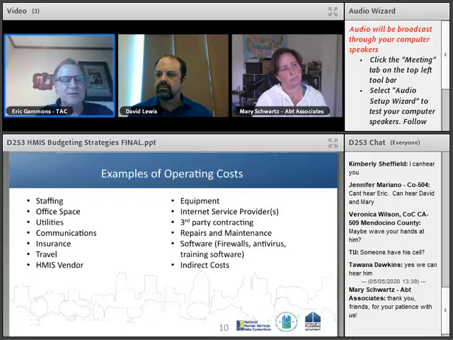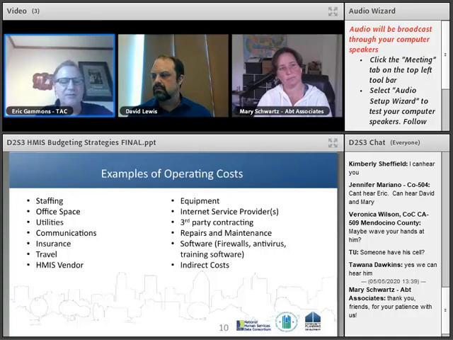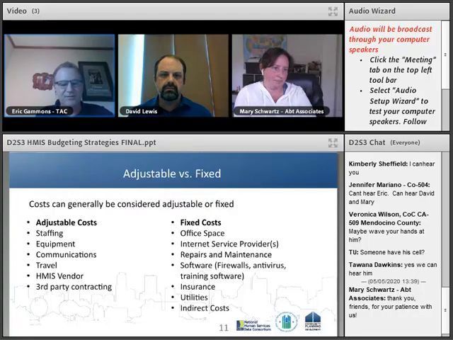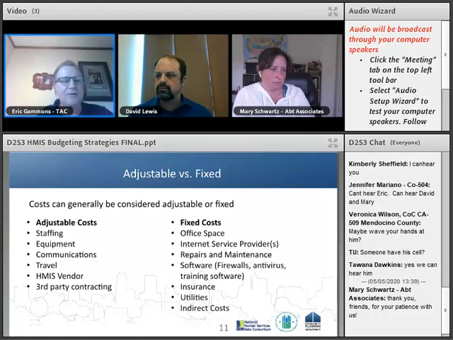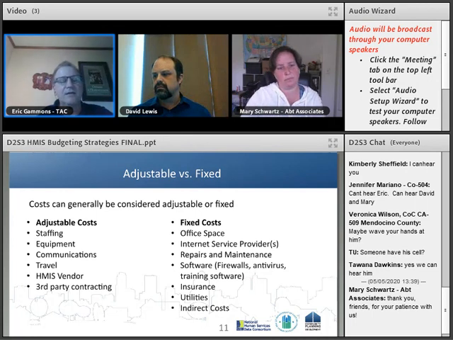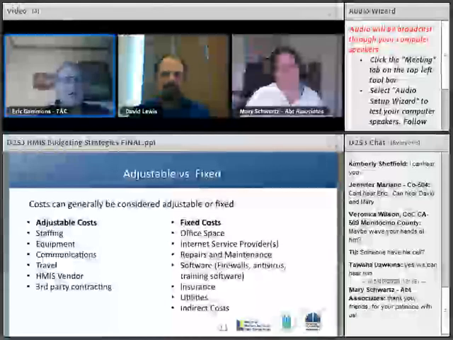So let's take a look at some examples of operating costs if you're an HMIS lead. And these come pretty much straight from the HUD budgeting guidelines. Some of the things include staffing, office space, utilities, communication, insurance, travel, vendor. You kind of get the idea. We'll break these down a little bit further as we move on. Now, I will say there may be some other costs associated with your HMIS lead that are not included here. This is not an all-inclusive list. Just keep that in mind. This is just an example.